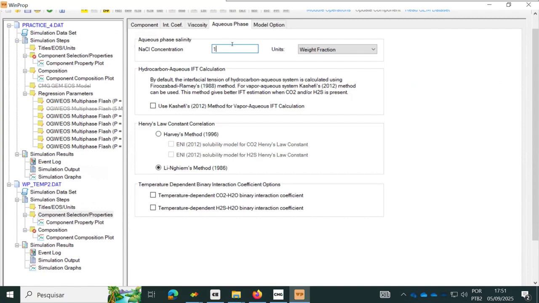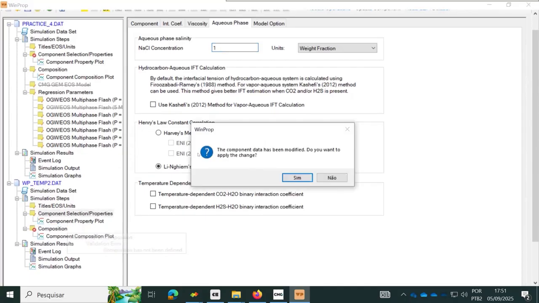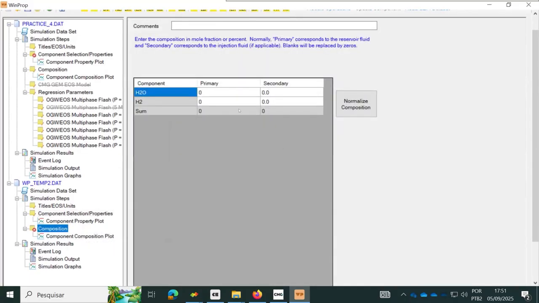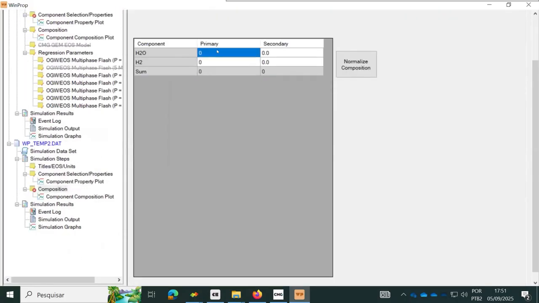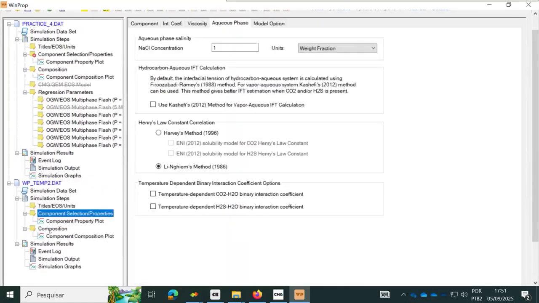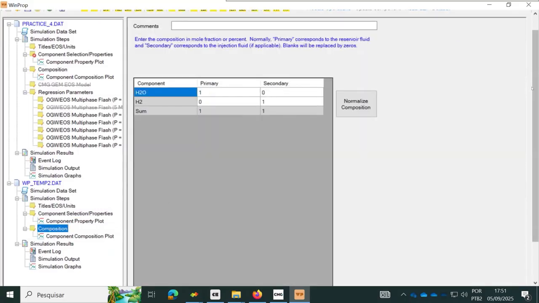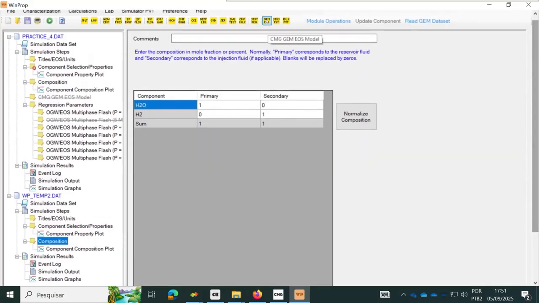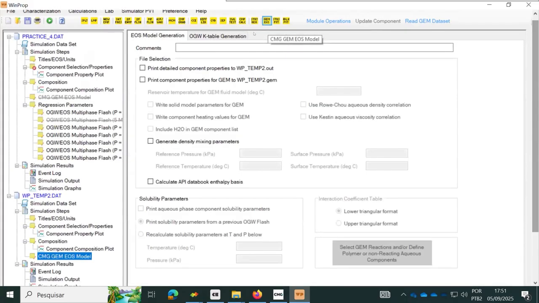Let's run the model using the default parameters, without regression on the parameters. We need to include 1 for our in situ component and 1 for our injected component. We can export a GEM model. This is for export GEM model.